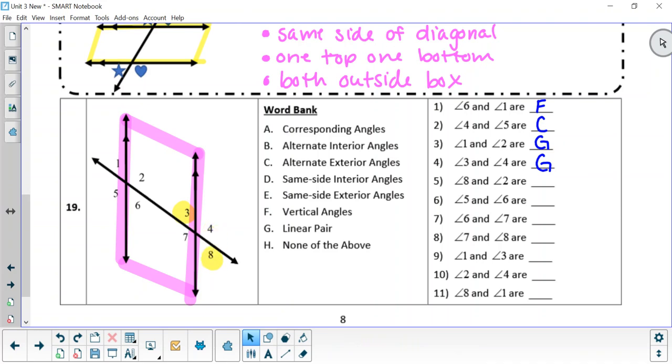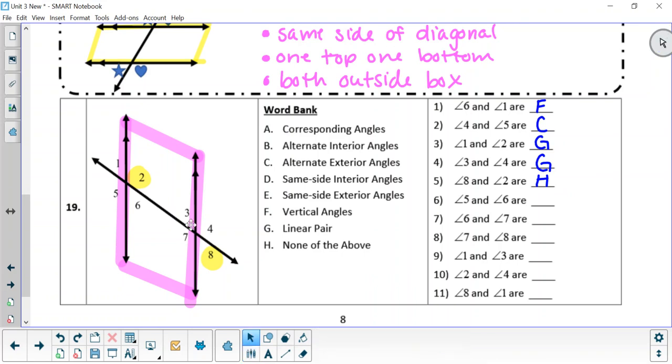Eight and 2. Okay, one is inside, one is outside. They're each in a different section, but do they match? No, because 8 matches with 6. 2 really matches with 4. And since they're still in different sections, it can't be a vertical or a linear pair. So this is none of the above, H.